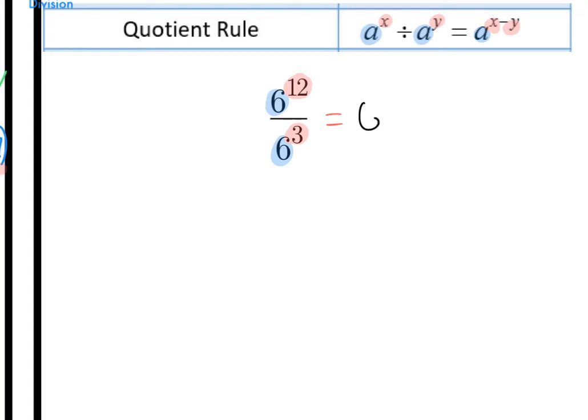So my base stays the same. And my exponent, top exponent minus bottom. Every single time, it doesn't matter if we have positive or negative exponents, it's your top minus your bottom. So my base and my exponents all check out, and that will equal 6 to the 9th power. Okay, and again, I can do the expansion to just show again that this does end up working out.